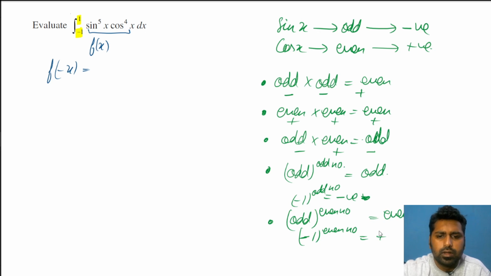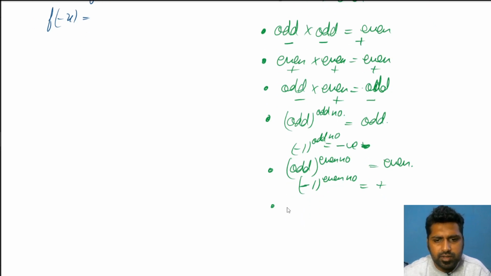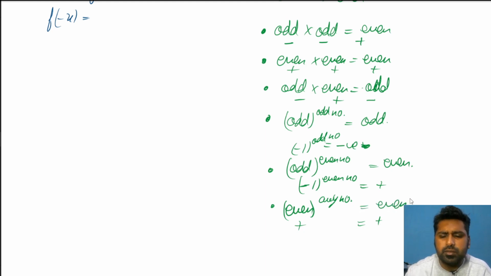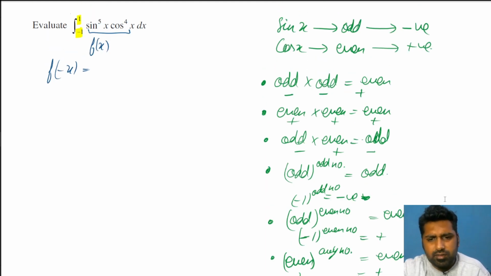Lastly, an even function is represented by positive, so even raised to any power: positive raised to any power is positive, so even. So even can be raised to any power and it will remain even. It's just that an odd function, if the power is odd, will become odd. If the power is even, it will remain even.